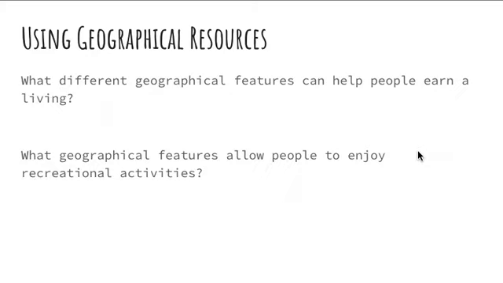So geographic features can influence why people live where they live. Maybe it provides some type of job as a resource in that region, or maybe the climate in that region provides some specific crop or economic activity. Or maybe it's just something that people want to enjoy visiting, or enjoy living near because of the plentiful amount of that resource. The second question says, what geographic feature allows people to enjoy recreational activities?